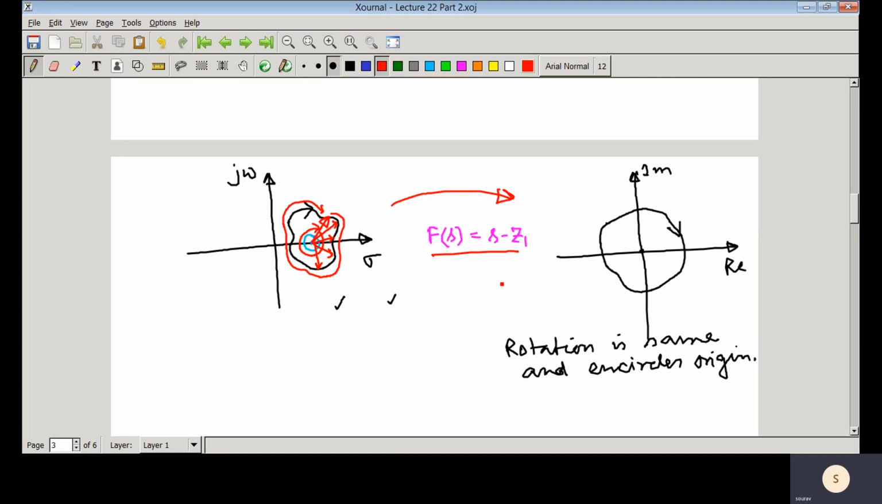When you are mapping via this particular function, the same thing happens in the F(s) plane. If you draw that vector and start traversing along this contour, you can see that the total angle would be 360 degrees. So that's why it actually encircles the origin.